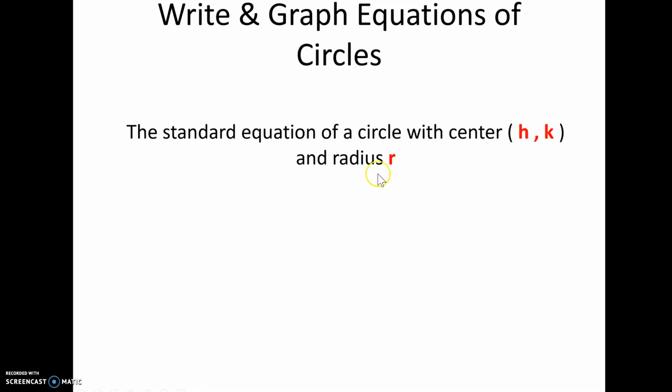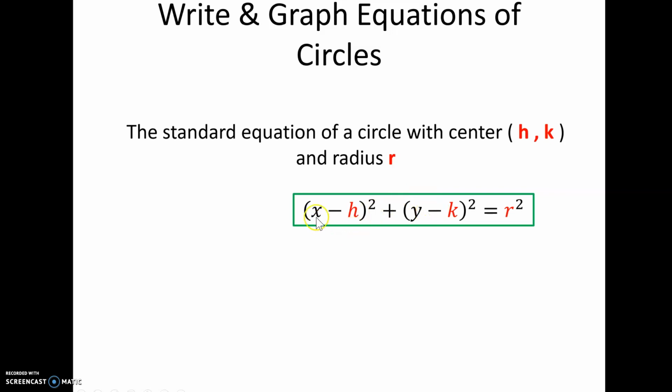Alright guys, our new topic is going to be equations of a circle. So how we write the equation of a circle and how we also graph our circles. The standard equation of a circle with your center at (h, k) and a radius of r is going to be this: (x minus h) squared plus (y minus k) squared is equal to r squared.